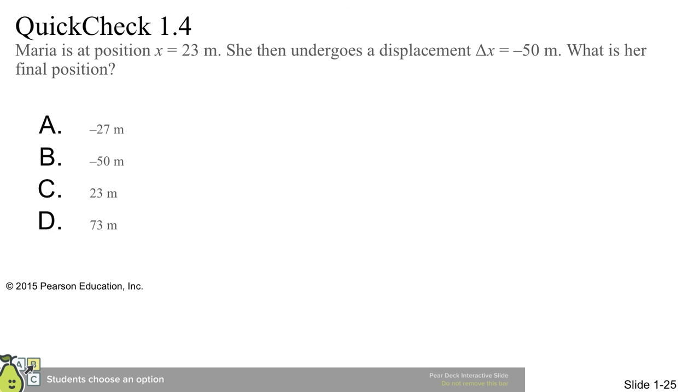Maria is at position 23 meters and then undergoes a displacement of -50 meters. What is her final position? So let's draw a little picture. Here's the origin. Maria starts at 23 meters, and then she goes from here. She goes a displacement of -50, so she goes -50, and she ends up here.